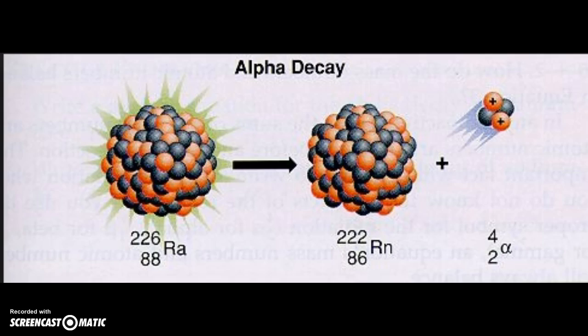Since we have the mass number accounted for, we now need to look at the atomic numbers on each side. For the radium atom, we have an atomic number of 88.